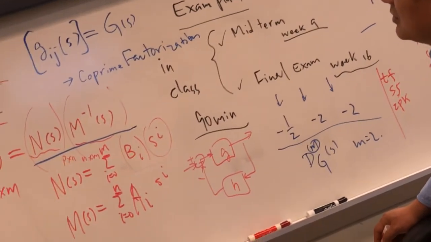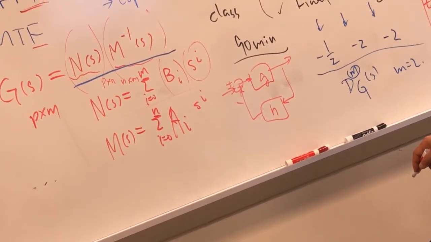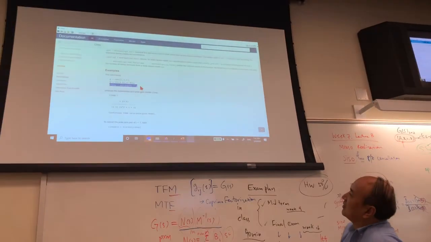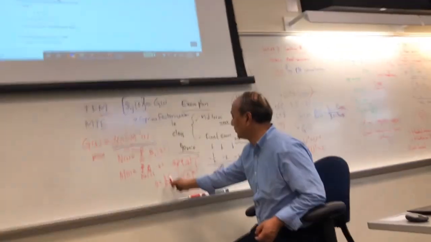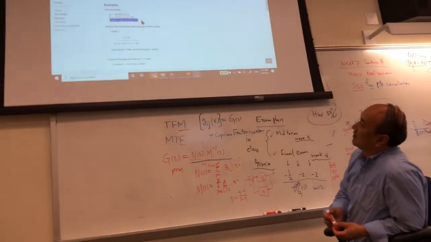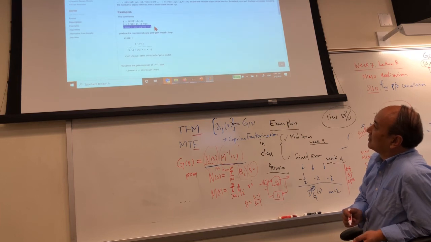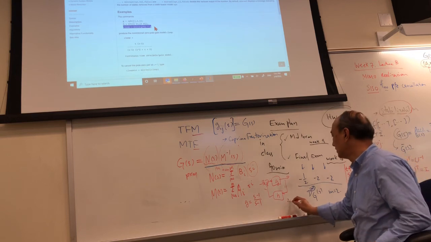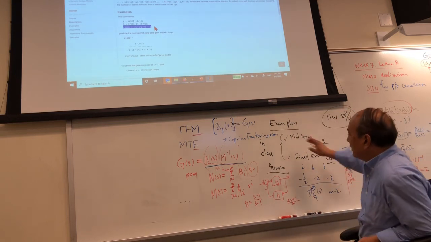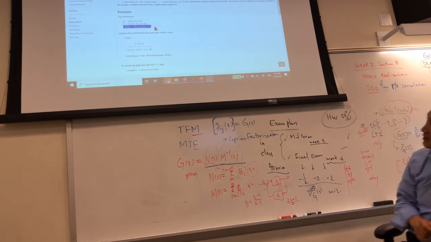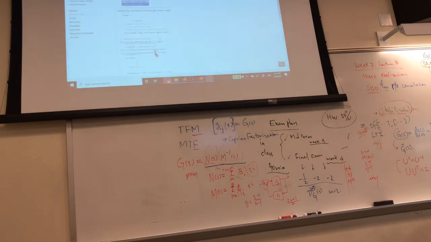And H is ZPK. You have s plus 1 and s minus 1. So this G is s minus 1 over s minus 1, so the pole is 1, the zero is 1. Then H is 2s plus 1 divided by s. Then just close the loop, then this will give you this, and invert it. So in the end, you come up with a closed loop transfer function like this.